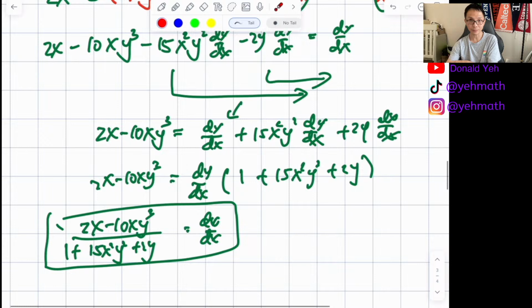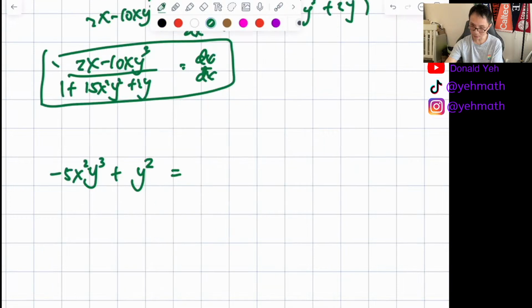So I'm going to give you one, and you're going to take a derivative of that. I'm going to write: negative 5x squared y to the third plus y squared is equal to 10x minus 2y squared, or actually minus 2y, plus 25. I want you to find dy/dx.